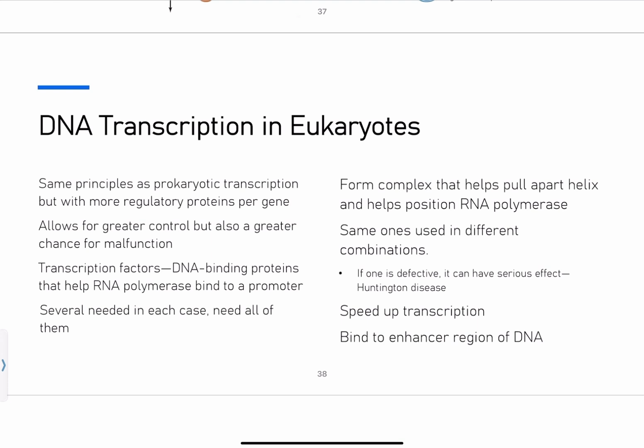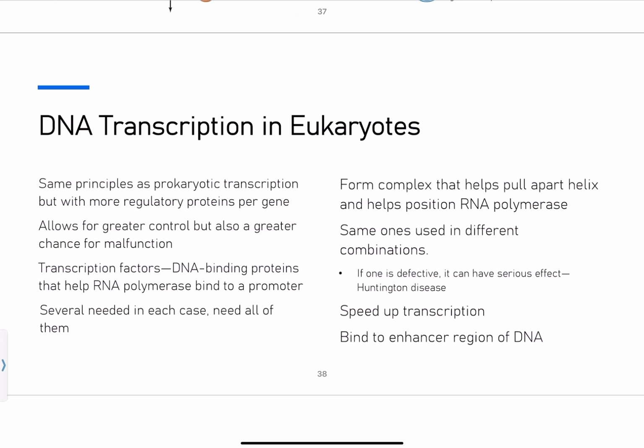So one reason is that in eukaryotes, each gene is going to have more regulatory proteins. So this does allow for more precise control, but it also introduces a higher risk of something going wrong. So a key group of these proteins are what we refer to as transcription factors. And these are just DNA binding proteins that are going to help the RNA polymerase bind to the promoter region of the gene. Several transcription factors are actually needed for each gene to be properly transcribed.